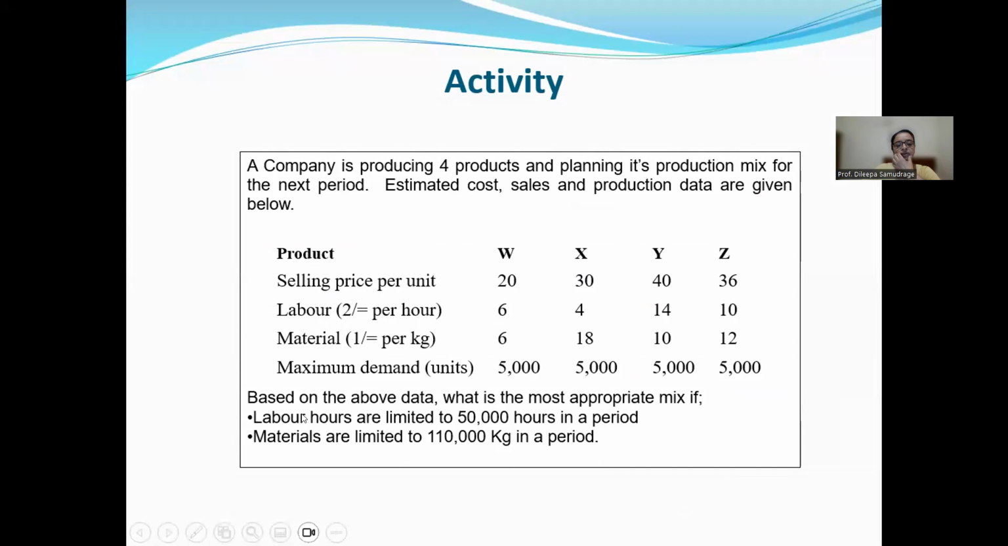And also here it says you have only 50,000 labor hours, and for materials you have only 110,000 kilograms. Then we have to decide the production mix if we have 50,000 labor hours. So that is our first question.